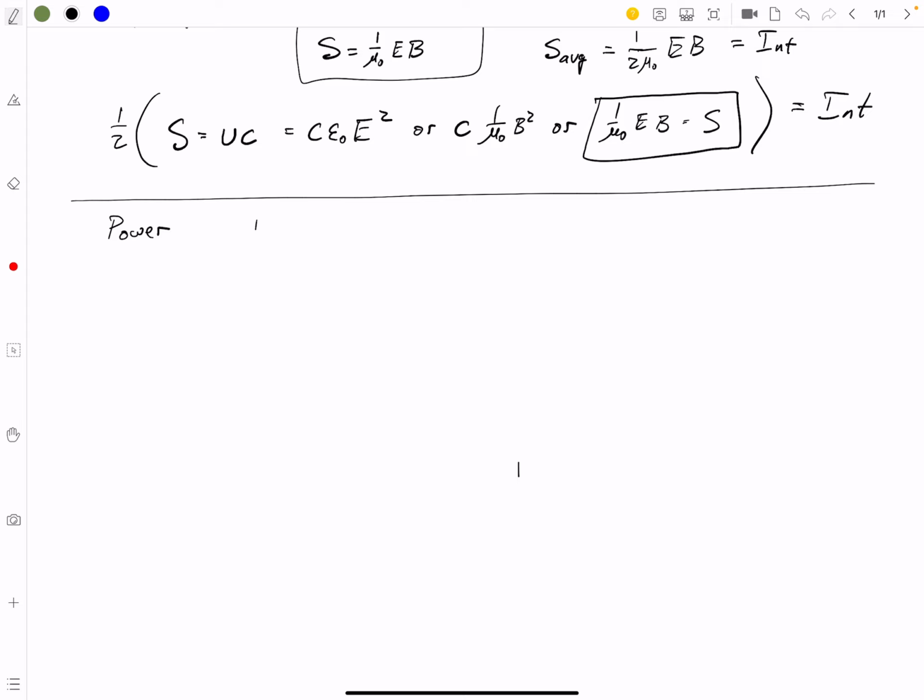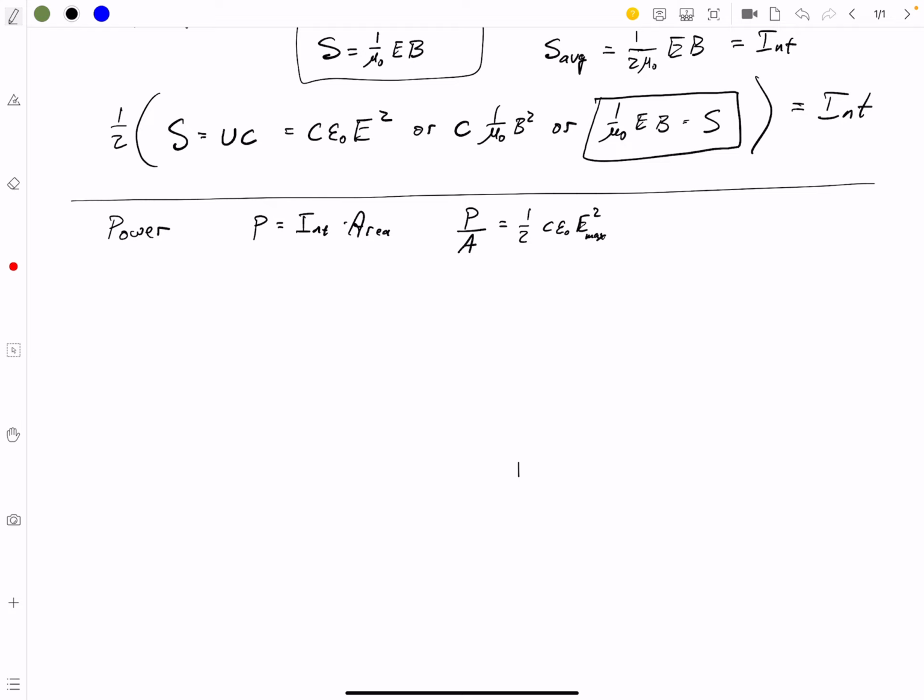If we notice that power is equal to the intensity times the area, then power over area is equal to our intensity, and then we can write our intensity out however we want to. 1/2 C epsilon naught E squared, for example. And it's going to be our maximum. So yeah, that's our power.